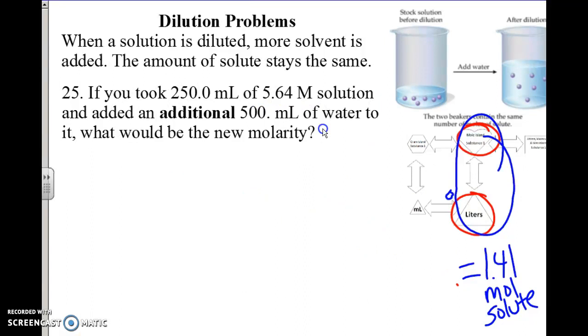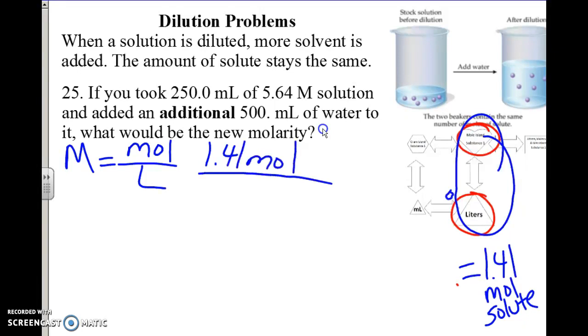So again, molarity is moles over liters. So now we have 1.41 moles. Now, how many liters of total solution do we have? We started with 250 milliliters. We added 500. So that is 750 milliliters. But we don't want it in milliliters, we want it in liters.